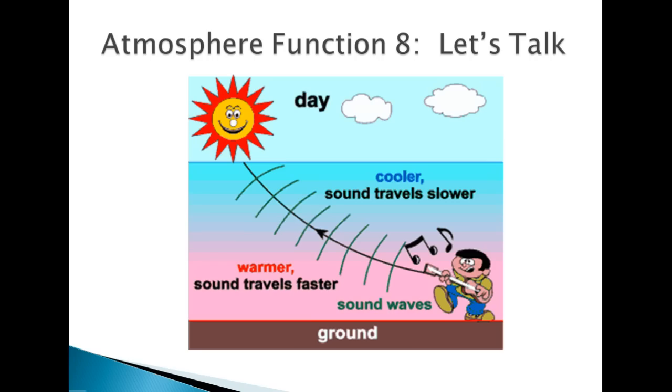Now the last function, function number 8, is something you don't normally think of. We're going to call it "let's talk." So one more thing the atmosphere does is it allows us to talk to each other. If you were talking to your friend and there were no air between the two of you, your friend would not be able to hear a thing you said.